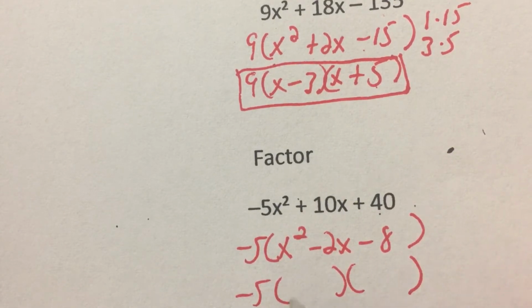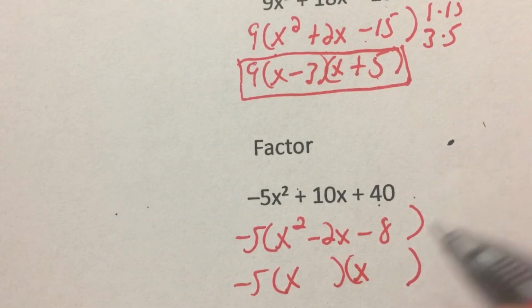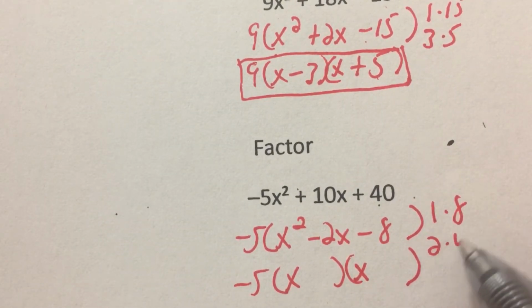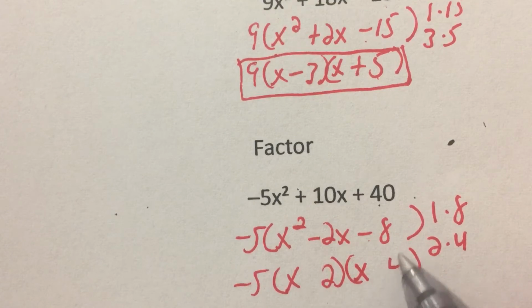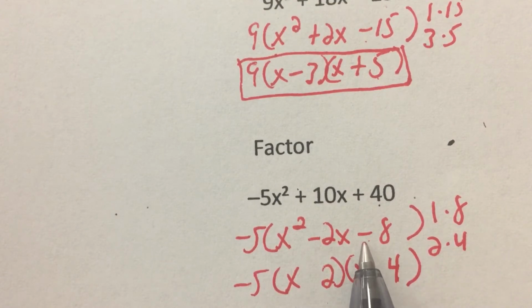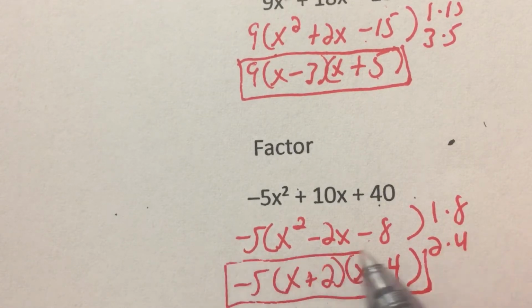The inside trinomial is a level 1, so I can start with x and x. Numbers that multiply to make 8 are 1 times 8 and 2 times 4. These numbers need to subtract to make a 2. That would be 2 and 4. Back sign being minus tells me these have to be different signs. So the bigger number, which is 4 in this case, will get whatever sign is in the middle. So he's going to get a negative. He's going to get a positive.